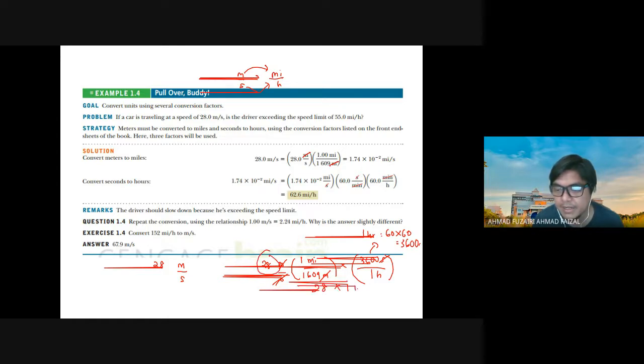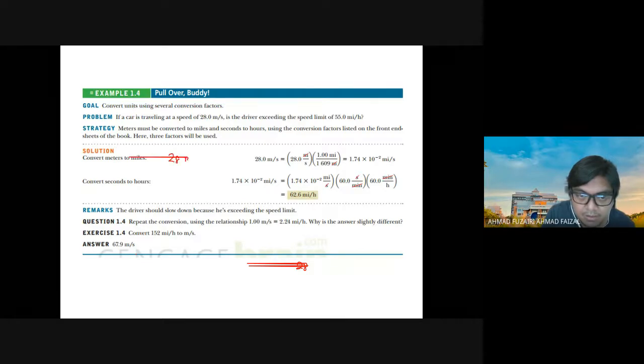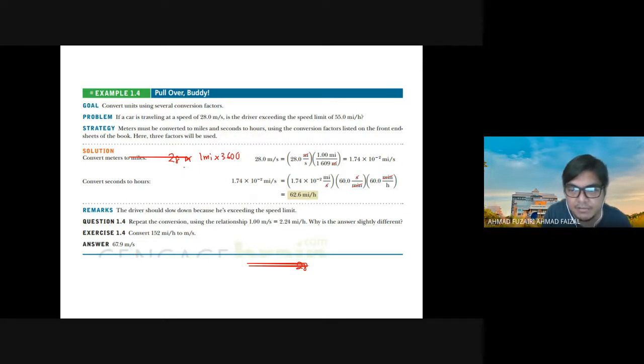times 1 mile times 3,600, divided by 1,609 meters... times with 1 mile times with 3,600, divided with 1 hour.